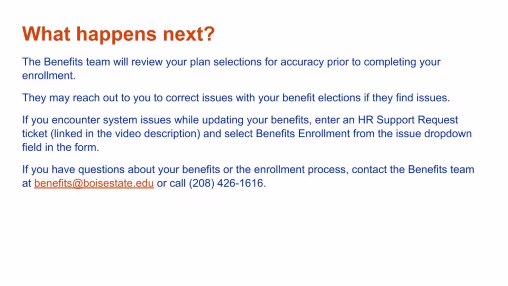What happens next? The benefits team will review your plan selections for accuracy prior to completing your enrollment. They may reach out to you to correct your benefit elections if they find issues. If you encounter system issues while updating your benefits, enter an HR support request ticket and select Benefit Enrollment from the Issue drop-down field in the form.